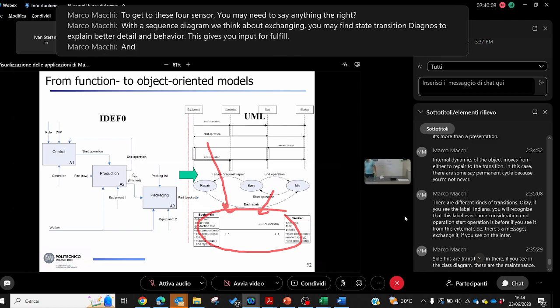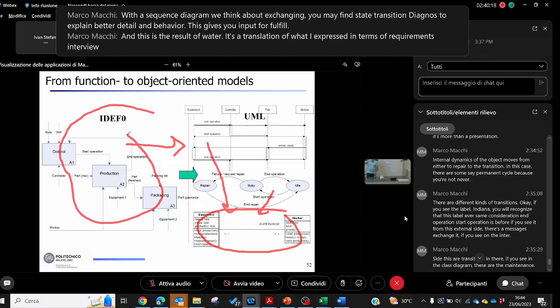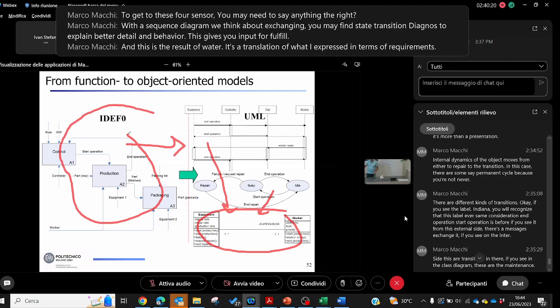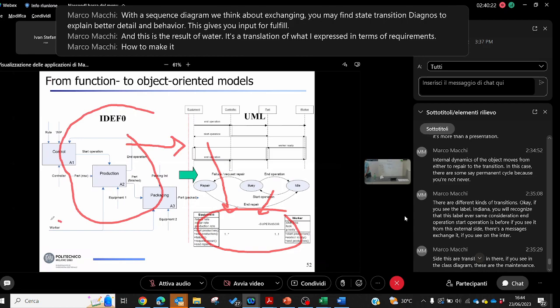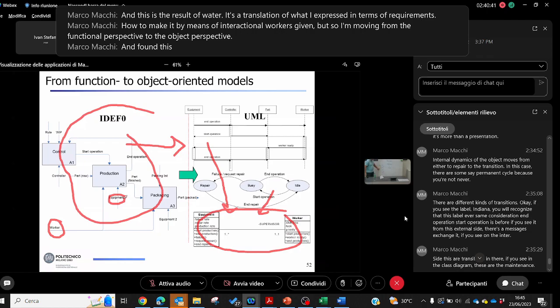And this is the result of what? It's a translation of what I expressed in terms of requirements into the real picture. I will do this process. But how to make it? By means of interaction of workers, equipment, parts. So I'm moving from the functional perspective to the object perspective. Can you follow this? Here we are in the how.